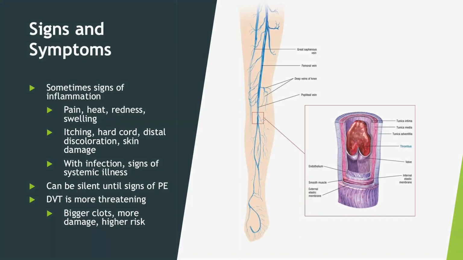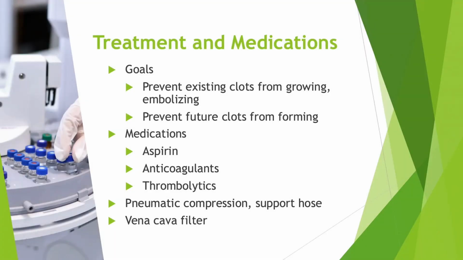Treatment and medications for thrombophlebitis and DVT have two main goals. First, prevent existing clots from growing or embolizing. Second, prevent future clots from forming. Medications used include aspirin, anticoagulants, and thrombolytics. Pneumatic compression devices and support hose help promote blood flow and prevent pooling.